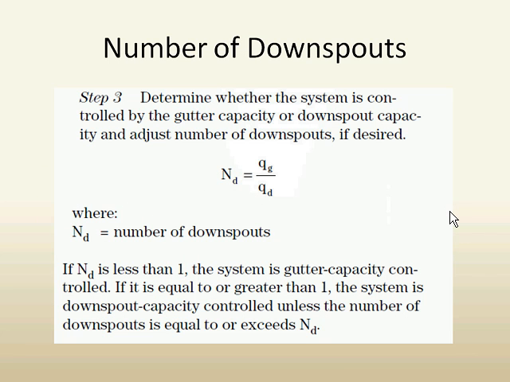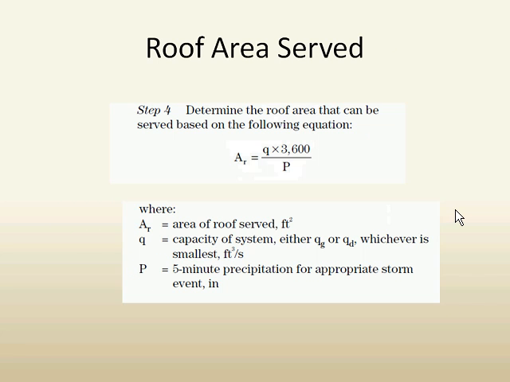In terms of the number of downspouts, first of all, you have to figure out what's controlling the gutter capacity or the downspout capacity. Once you determine that, you can then move on and look at the area of roof served by your gutters and your downspouts. And what this does is it will tell you how often you have to have a downspout for your roof system.